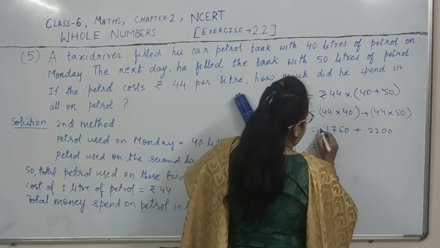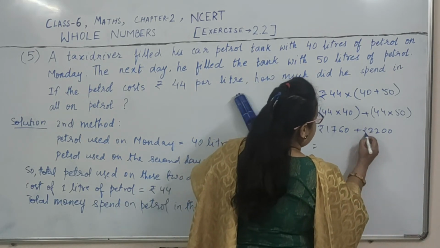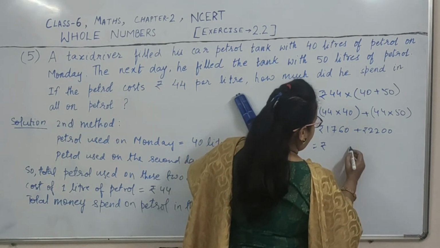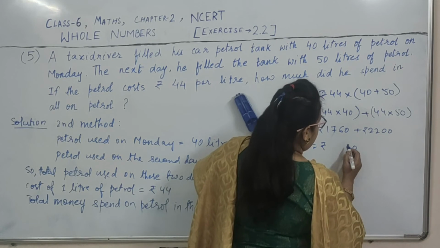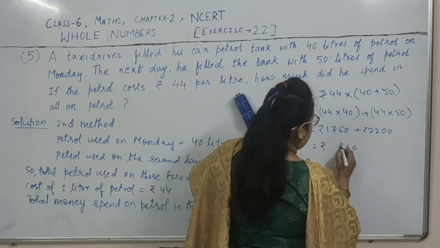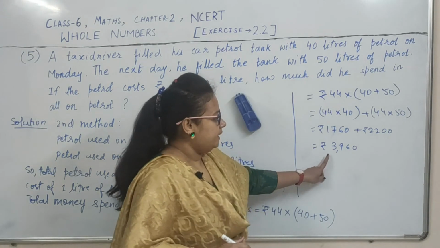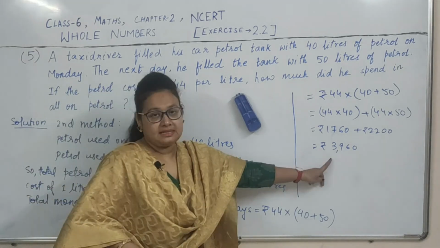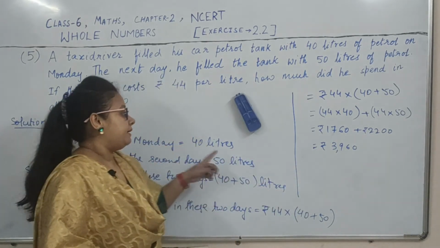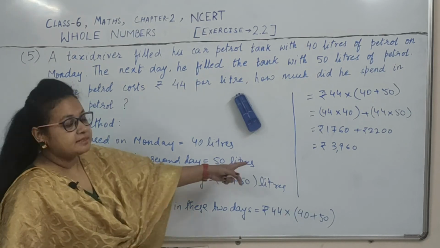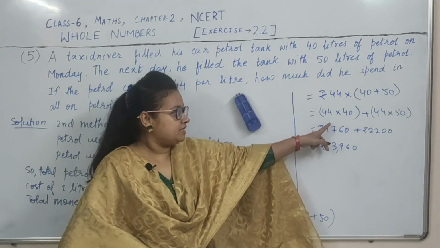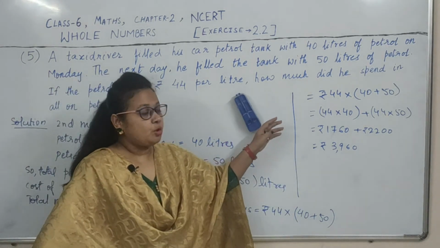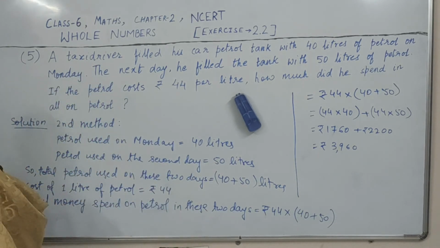So now we will add these. This is rupees and this also is rupees. So it will be rupees. If we add these two, what we will get? This is 3960. So in the first method also we got the same answer, this 3960, and by this method also we got the same answer. Here we have used the distributive property which we learned in the introduction part of this chapter. So we have done this problem with the two different methods. Okay.